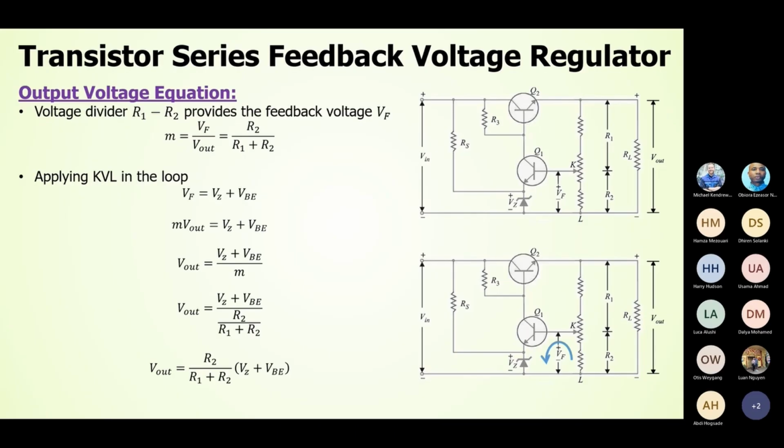The voltage divider R1, R2 provides what is called the feedback voltage, with a gain of R2 over R1 plus R2, which is the overall resistance. Then if we apply Kirchhoff's voltage law, we find VF equals VZ plus VBE. After simplifying, we get our output voltage as a function of this. So just by controlling the VBE, the base to emitter voltage, we can actually control the output voltage. And this base to emitter voltage will be controlled thanks to this voltage divider feedback.